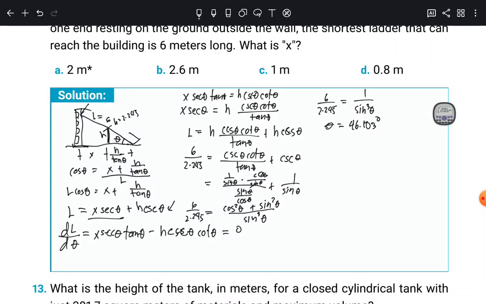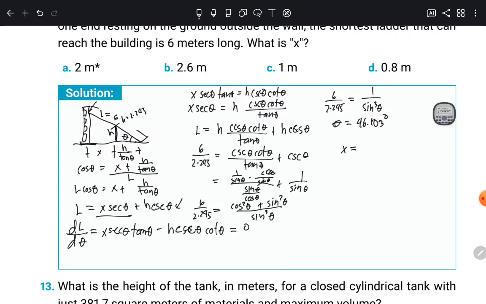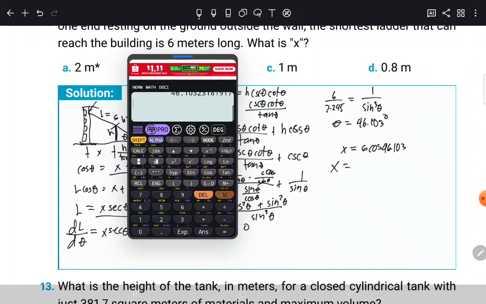X is equal to... We can use that formula, cosine theta, and the length is L. Then we have h and tangent theta. Or where's the better formula here? H. Okay, so this will be 6 then just cosine of 46.103. So x will be equal to 6 cosine of 46.103.